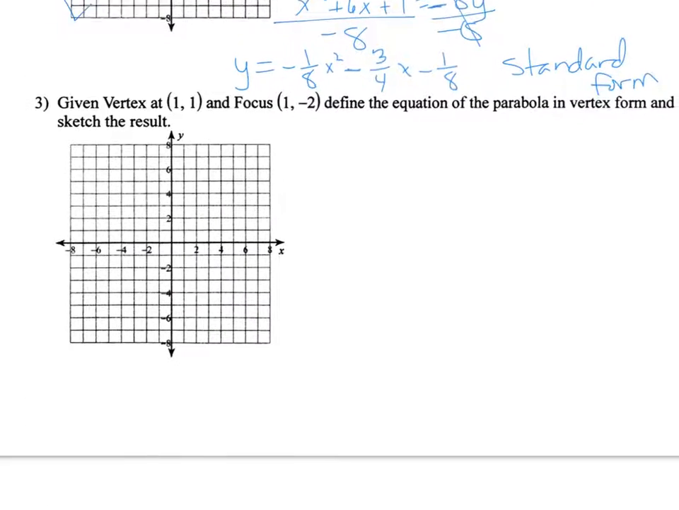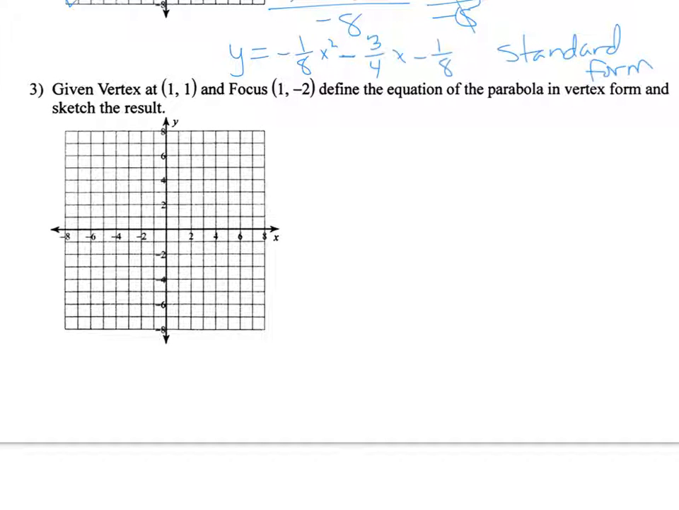And then finally the last one, given a vertex and a focus. It's the same basic idea. We have our vertex already, so that's handy. We just need our p. We do have to sketch the result, and I'm going to put it in standard form also. So (1, 1) is right here, (1, negative 2) is the focus. Remember, the focus is inside the parabola, so this parabola will be going down. Since it's going down, it's going to be negative. This distance here is 3.